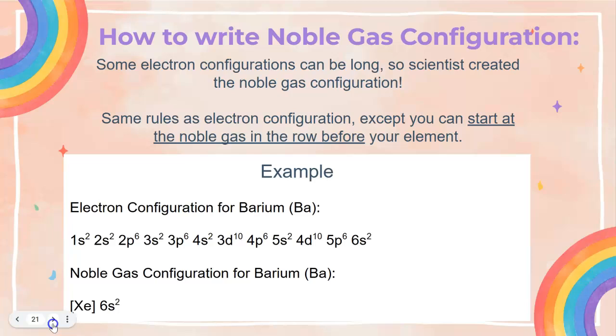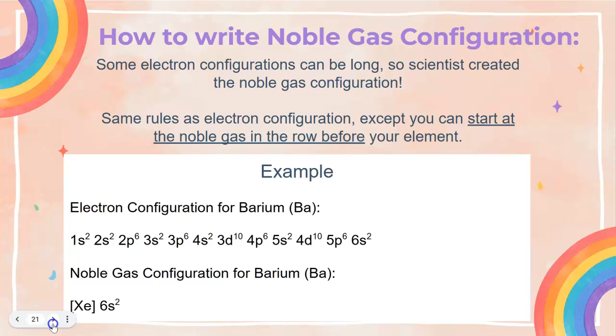For example, barium, which is Ba, has an electron configuration of 1s2, 2s2, 2p6, 3s2, 3p6, 4s2, 3d10, 4p6, 5s2, 4d10, 5p6, 6s2.